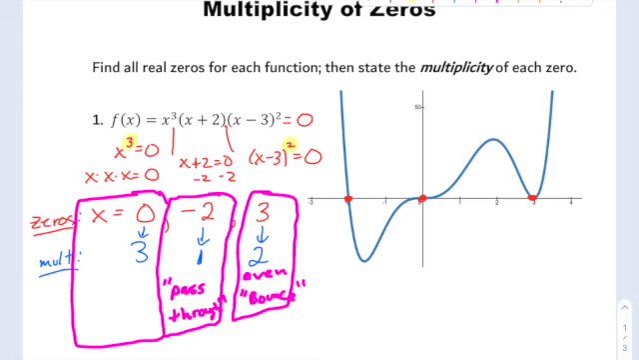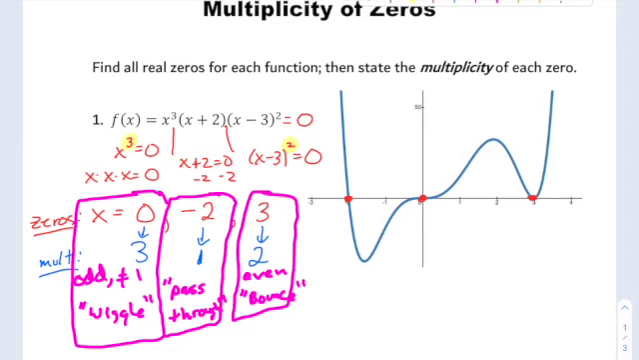If it's got odd multiplicity but not 1, so 3, 5, 7, etc., it's going to do this kind of wiggle, that cubic behavior. It's going to cross the x-axis, but it's going to do so in that funky little fashion there. So there we go. That's the meaning of what multiplicity tells you about a graph.